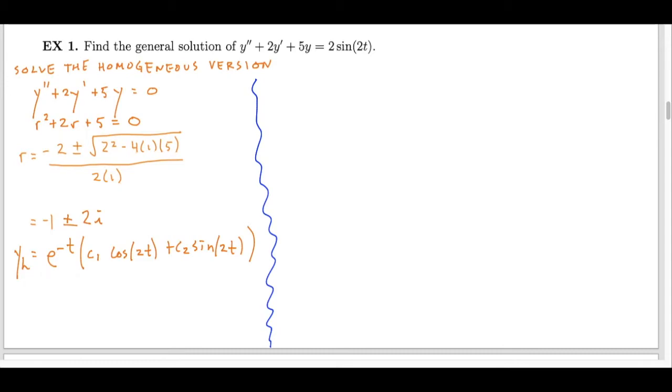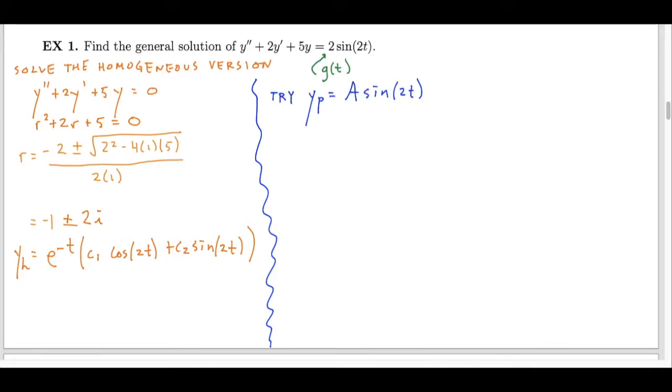Next, I'm going to select an initial choice of y sub p that will mirror the structure of the g of t, the non-homogeneous part on the right-hand side of my differential equation. Since the right-hand side here is the function sine of 2t, or 2 sine of 2t, it makes sense to pick a y sub p that has that same general structure. So initially, I'm going to choose y sub p to be some constant a times sine of 2t.